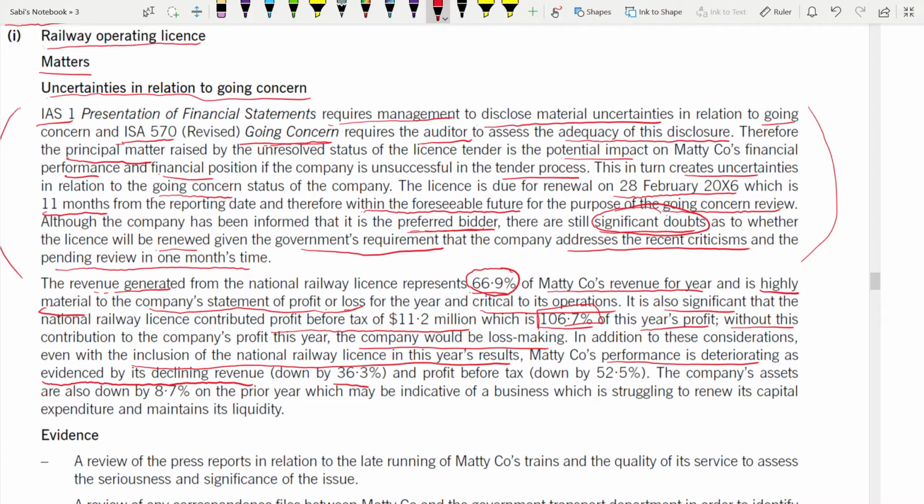And profit before tax, how much did it fall? It fell by 52.5%. And what about the company's assets? It fell by 8.7% from the previous year. So all these are indicative that the business is struggling to renew its capital expenditure and maintain its liquidity, isn't it?